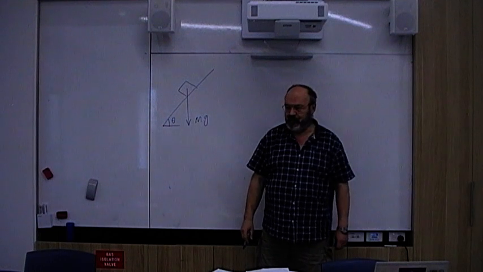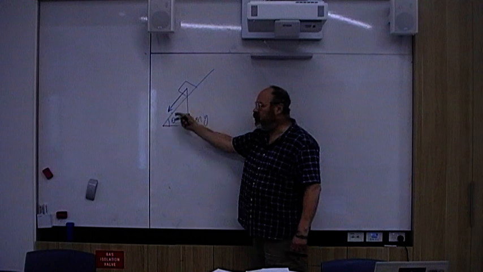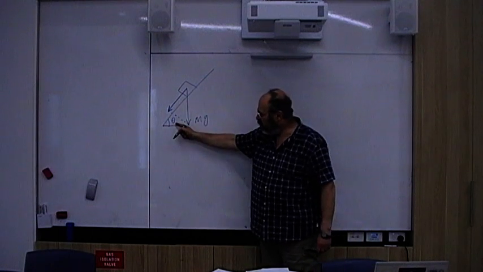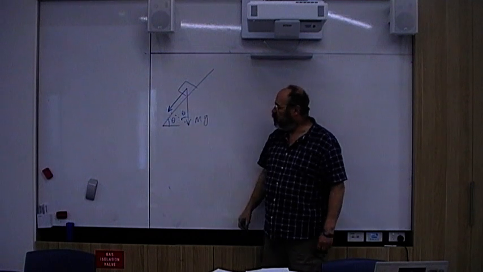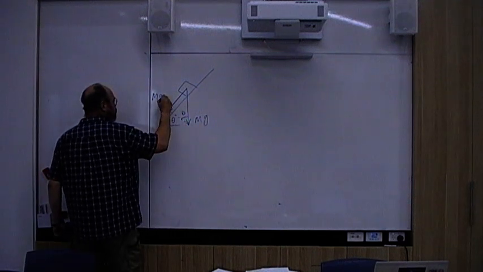First, how do we do it? We draw the perpendicular, because only this component of mg acts along the inclined plane, and if this angle is theta, then this will obviously be mg sine theta in this case.